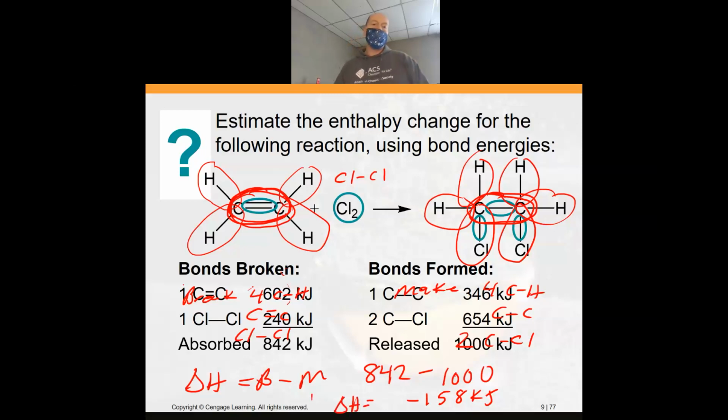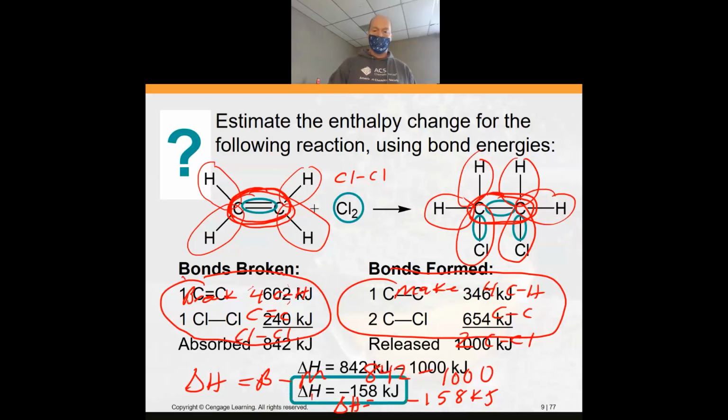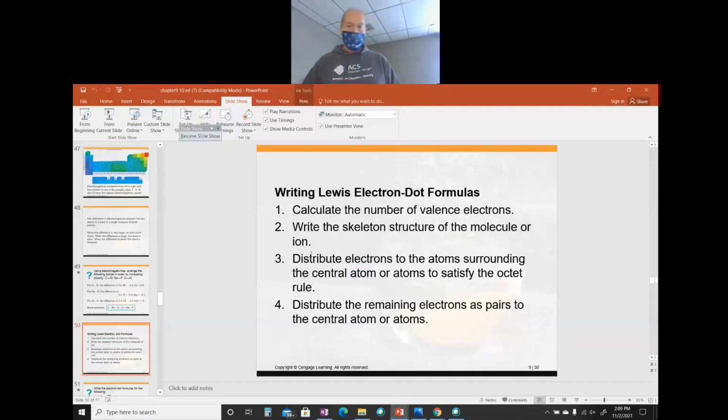All right, so again, these numbers that you're going to get are going to come right off of a chart that's going to be given on the test. You simply look up those numbers, you add up everything that you're breaking, add up everything you're making, subtract those two numbers, and that is your answer. All right, so that is chapter 9.